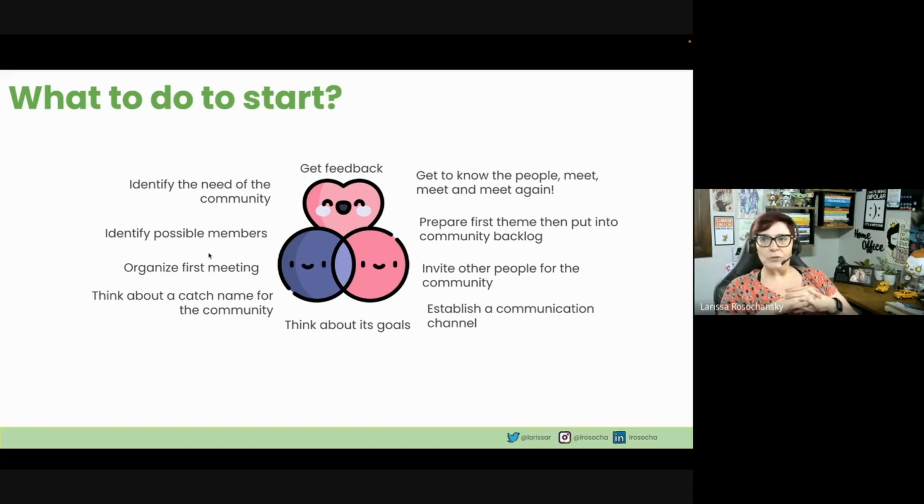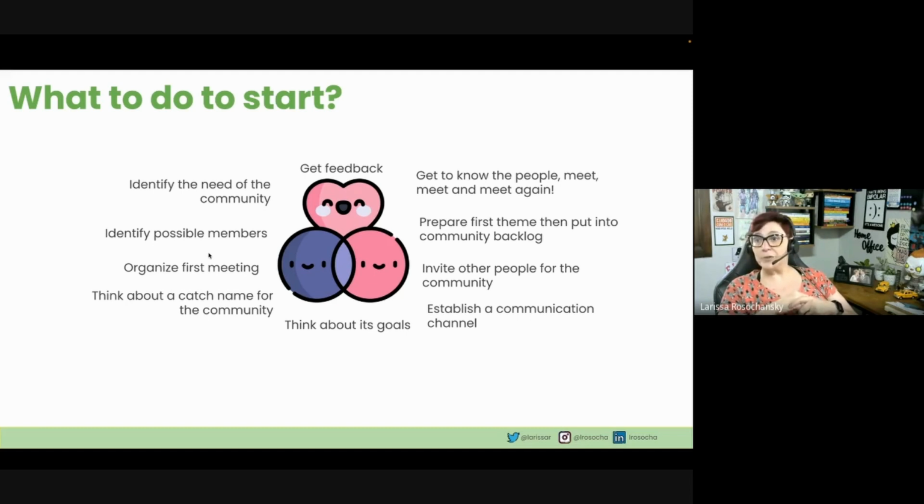Do you want to enhance the sense of belonging, the sense of community? Do you want to share more knowledge? Do you want to try to solve the same issues people are having? What do you want? Establish a communication channel.